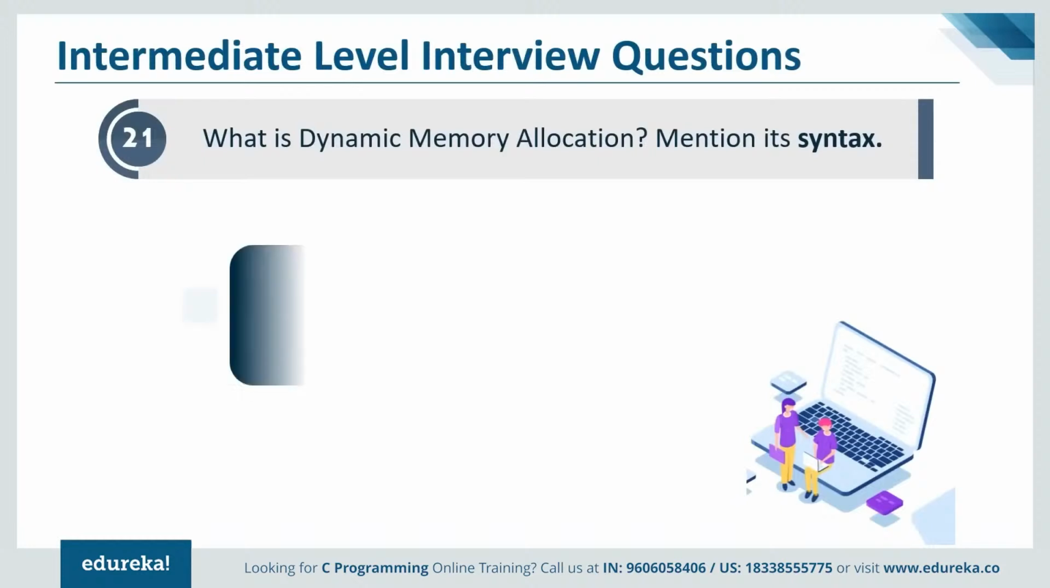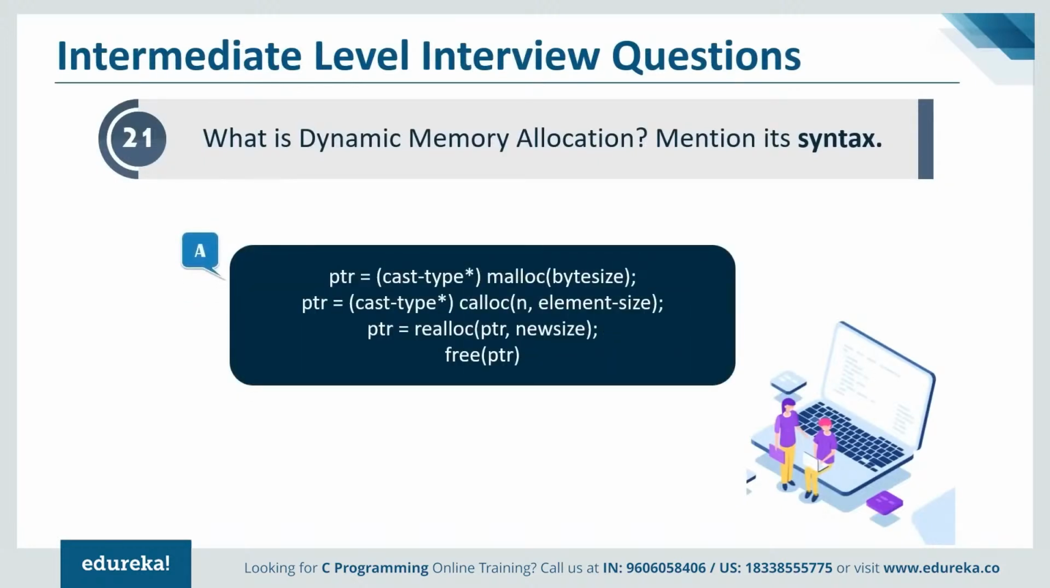Mention its syntax. The answer for this question is, dynamic memory allocation is a method used to allocate memory to the program at runtime. For example, if you allocate memory to a particular program, then the memory allocated at compilation time is fixed. And if you run out of memory during runtime, then the program throws an error but will not resolve it.